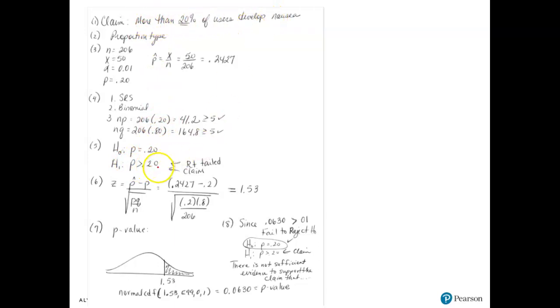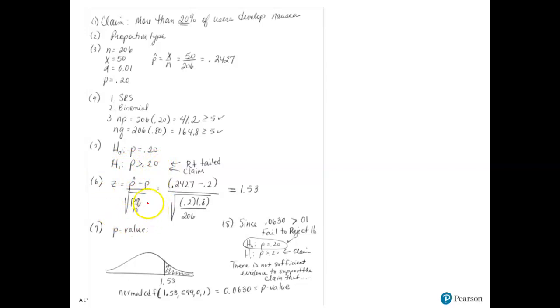If we were to look at our flow chart, the flow chart asks, is the claim in the null hypothesis? And in this case, the claim is not in the null hypothesis, and so it's in the alternative, and that's what we're trying to decide here. So we see that our claim is in the alternative hypothesis here.